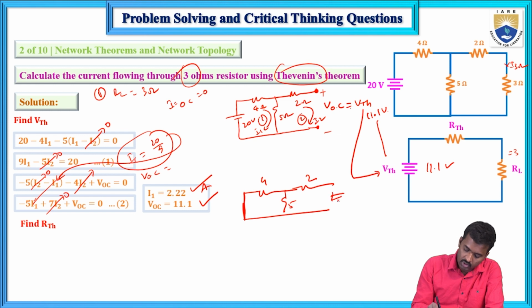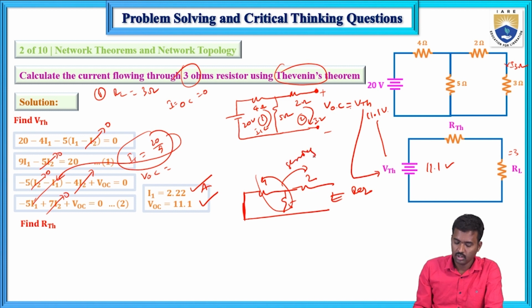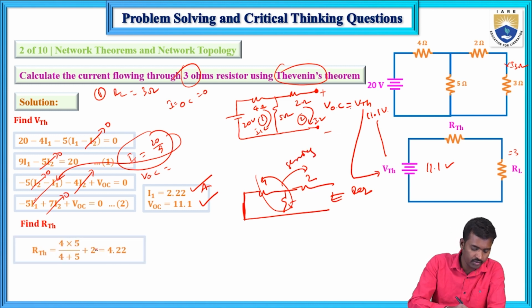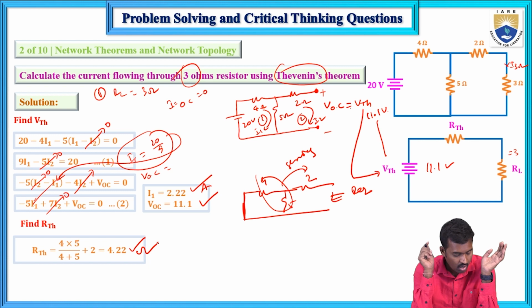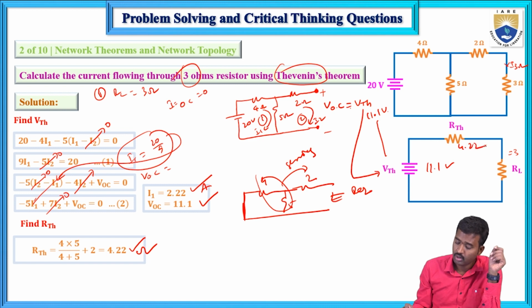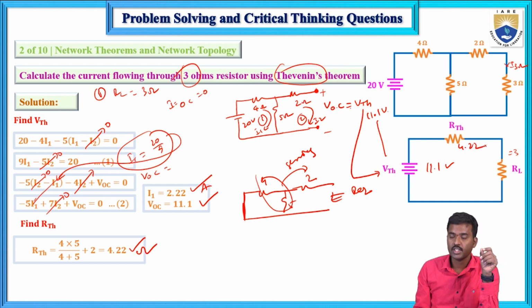Now for this equivalent circuit, R equivalent equals the same thing: 4 and 5 in parallel, again in series with the 2 ohm resistor. Here 4 into 5 divided by 4 plus 5, plus 2, equals 4.22. This is 4.22 ohms. RTH, RN and equivalent resistance are all the same, that is 4.22. Now we have the load resistance, Thevenin's resistance, and Thevenin's voltage.